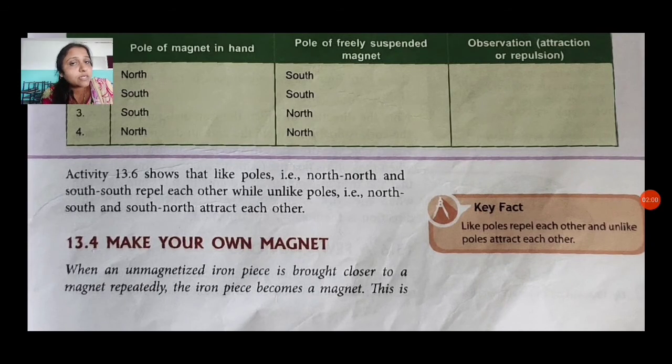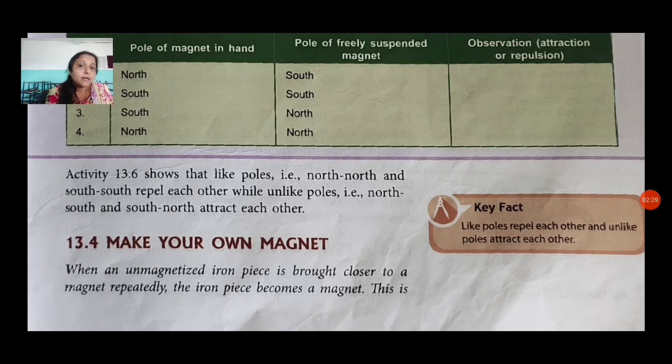Try to do this activity, because we are not able to do it in our school at present. If possible, try to do it at your home. Then make your own magnet. How can we make our own magnet? When an unmagnetized iron piece is brought closer to a magnet repeatedly, the iron piece becomes a magnet.